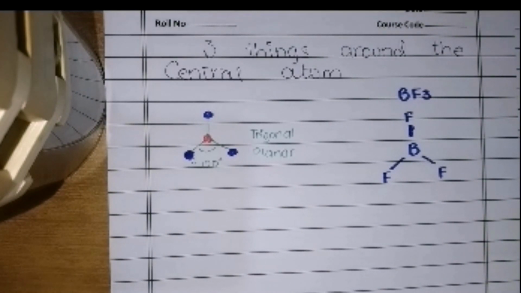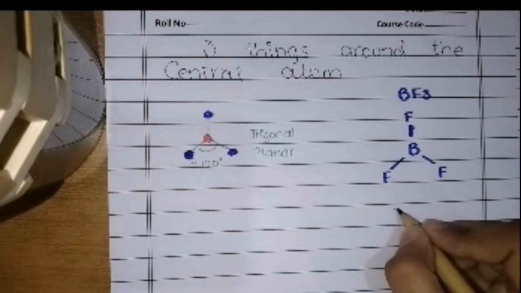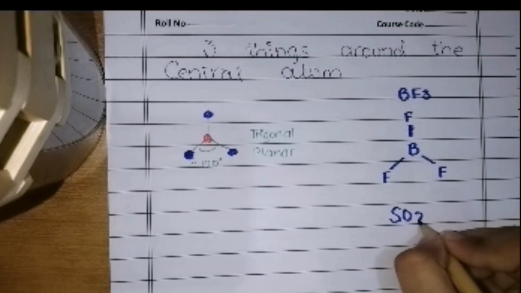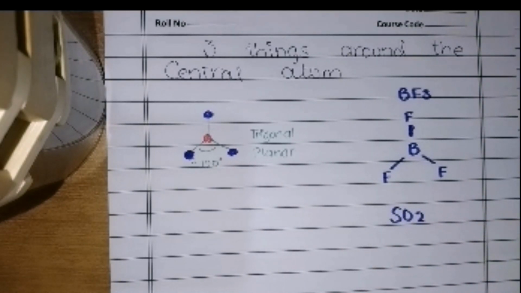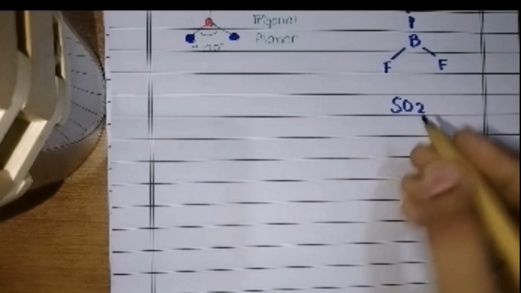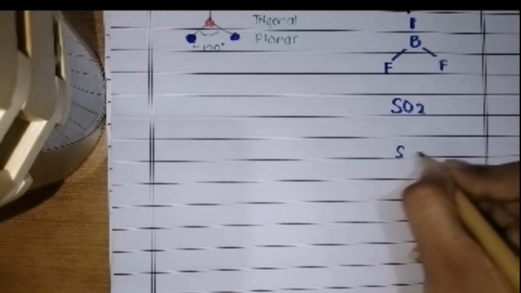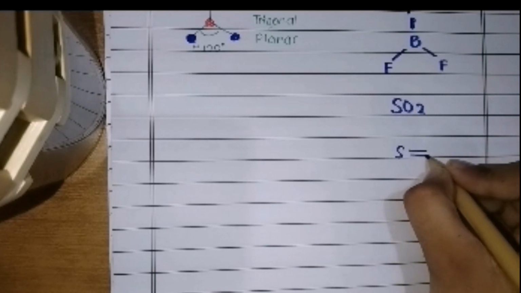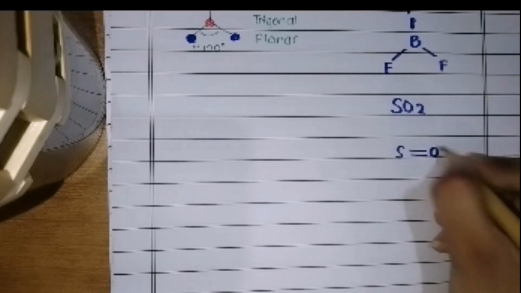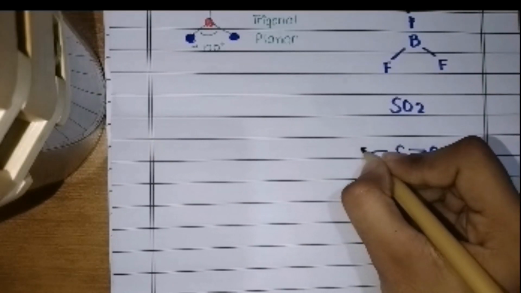Now I'm going to talk about another example. Here we have 2 atoms around the central atom and 1 electron pair. I wrote SO2 as an example. So here I have SO2, and I'm writing this molecule as this.